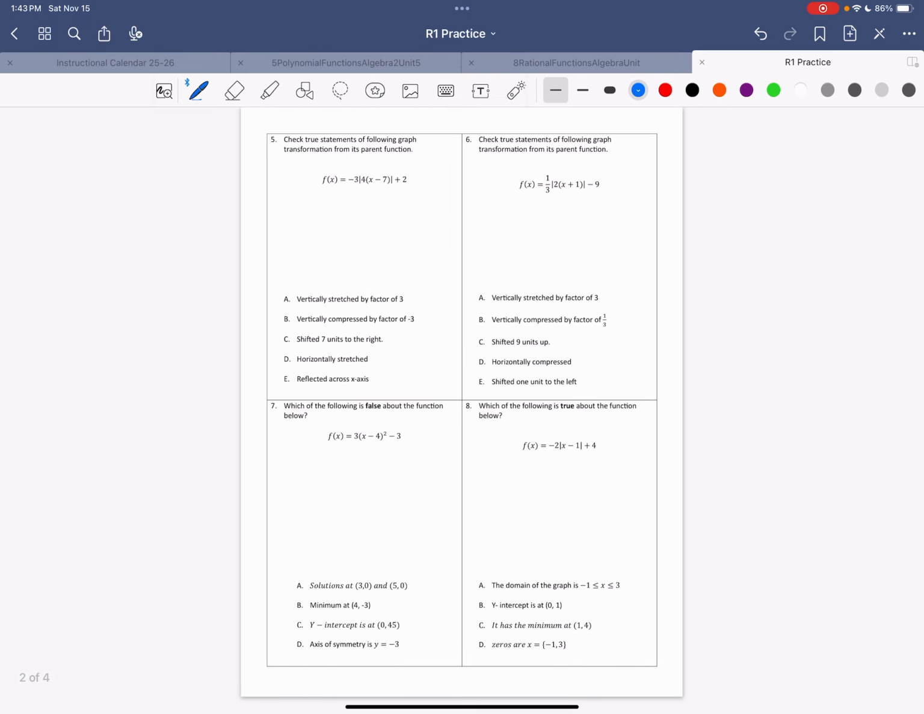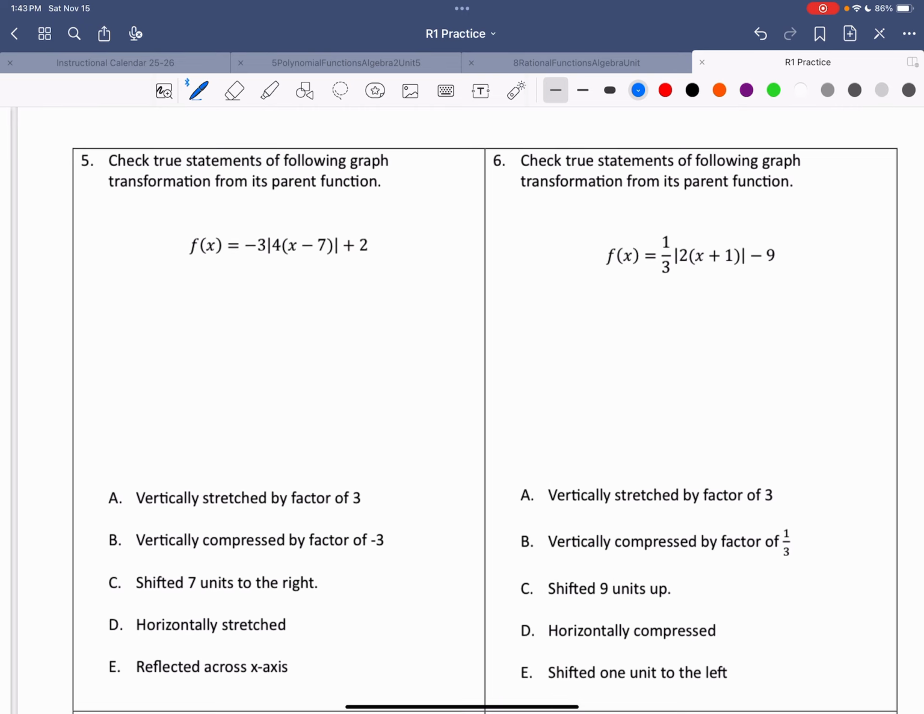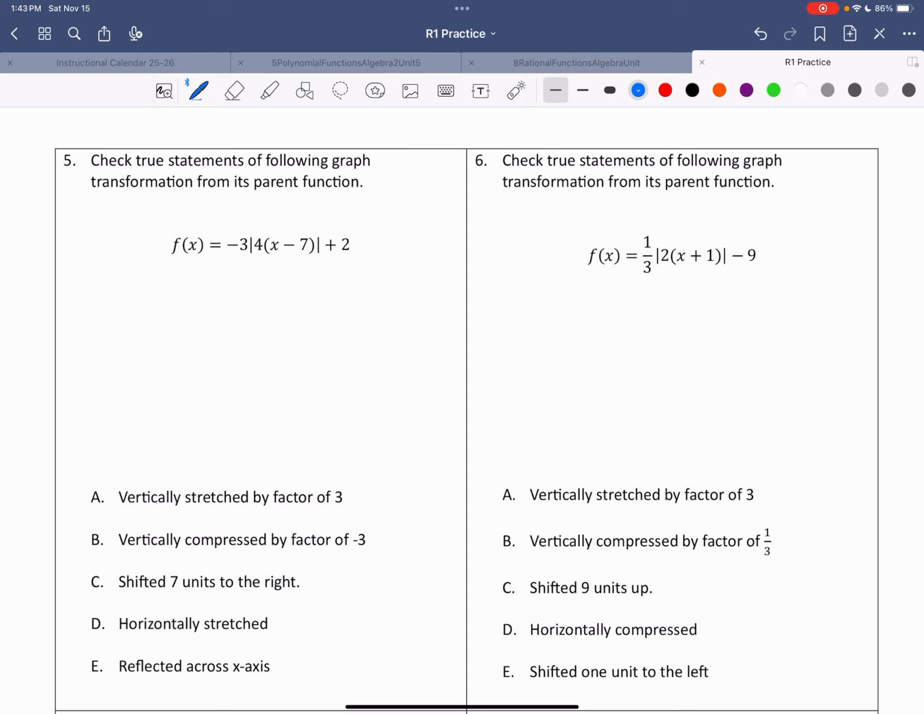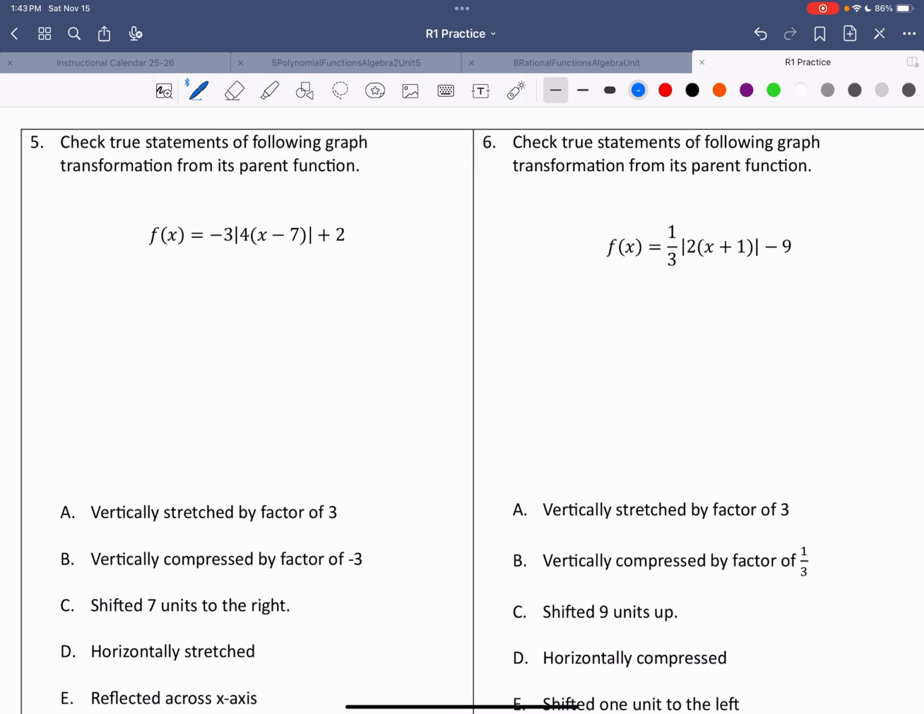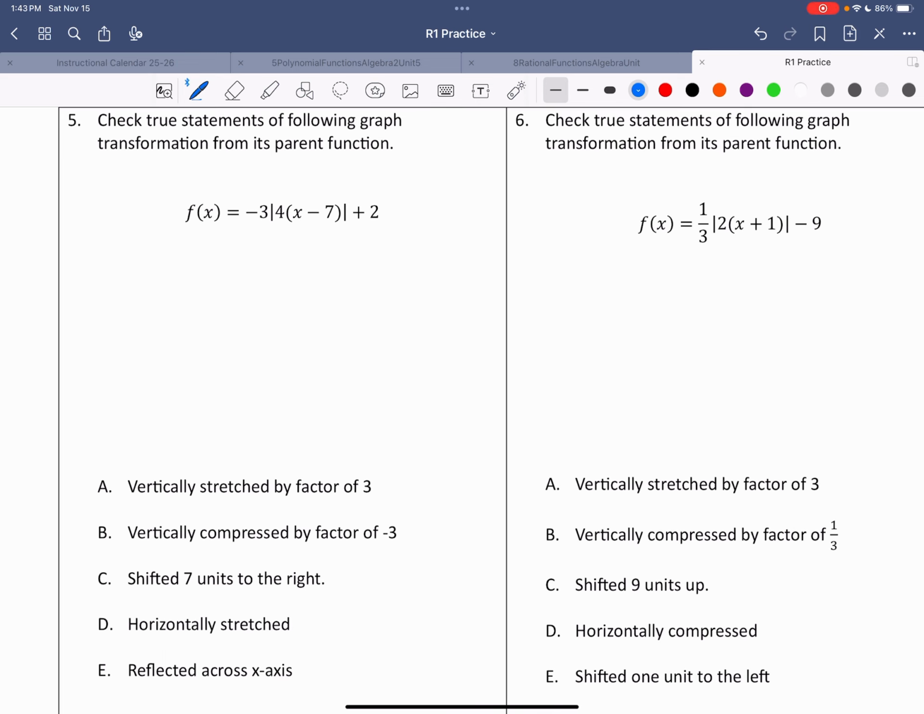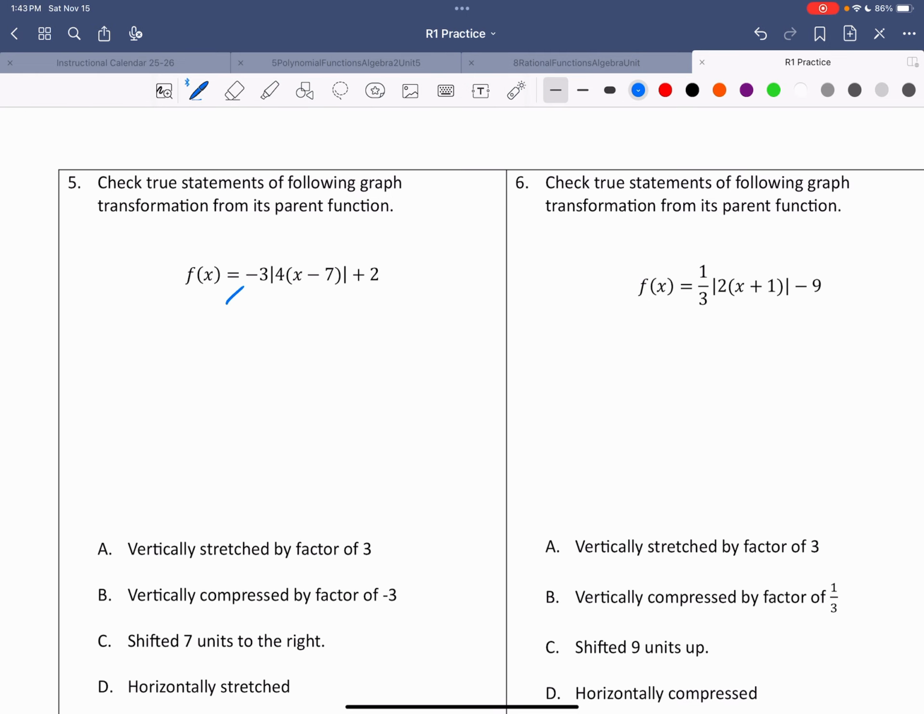So we're going to do this last one about transformation, and you are going to do the question on the right. It says check the true statements of the following graph. So it's really simple. Negative is what? Reflect. And 3 is outside of the absolute value, so I'm going to call it vertically stretched by 3.